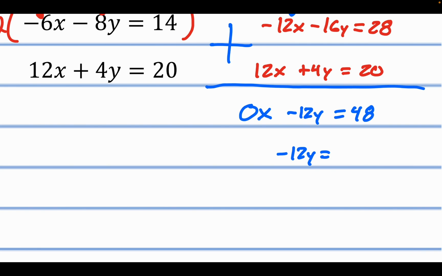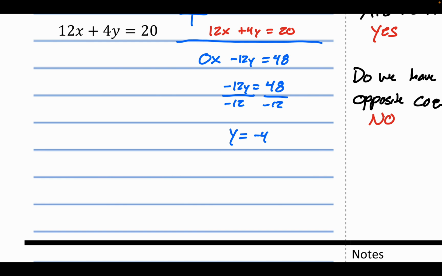Clean up the problem. We don't need that 0x. So we've eliminated the x. We are now able to solve for y. So we subtract by negative 12, and we find that y is negative 4. So we have half of our answer.